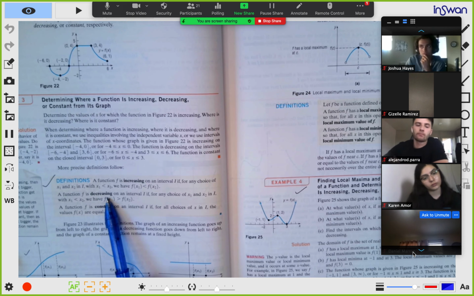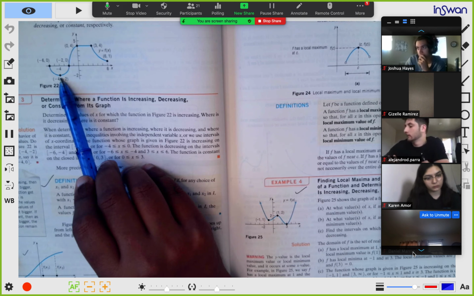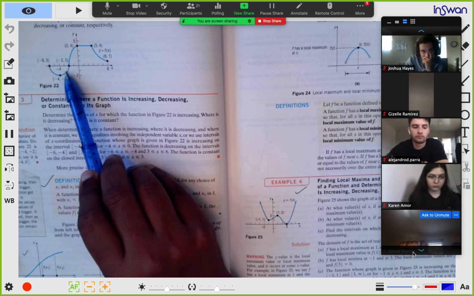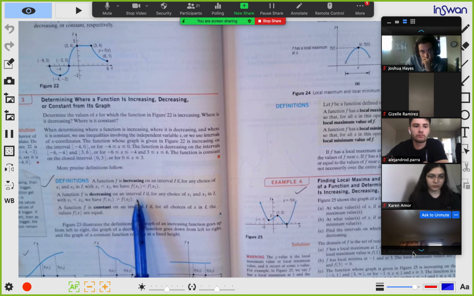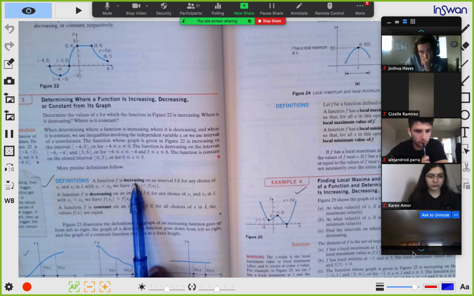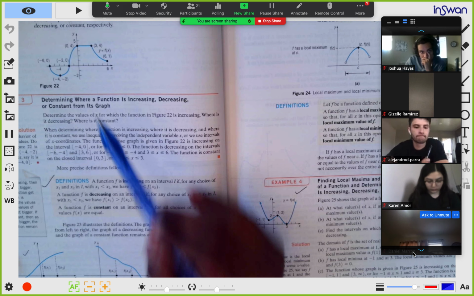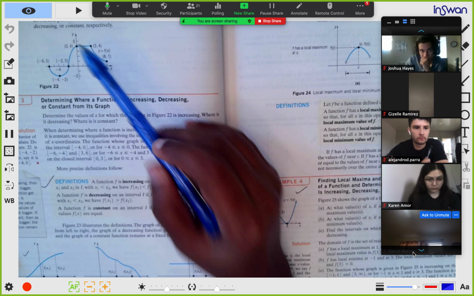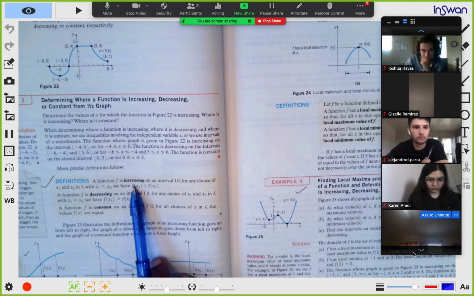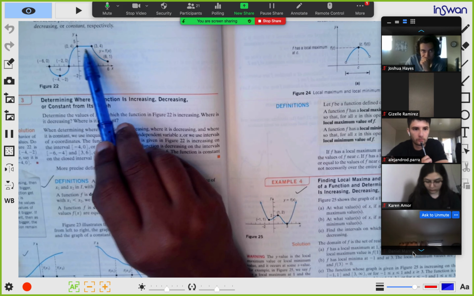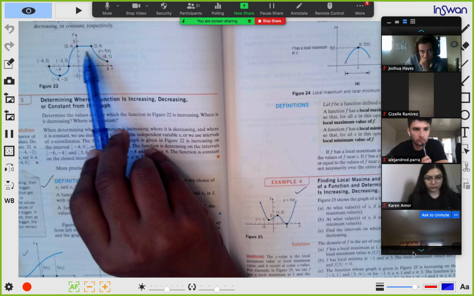Let's check the other from here. -2 to 0. -2 is less than 0. If these are less, it is increasing. Let's check from this to here. 0 to 4. My 0 is less than 4. It is again increasing. What happens from here to here? 4, 4. It remains exactly the same. So it's a constant.